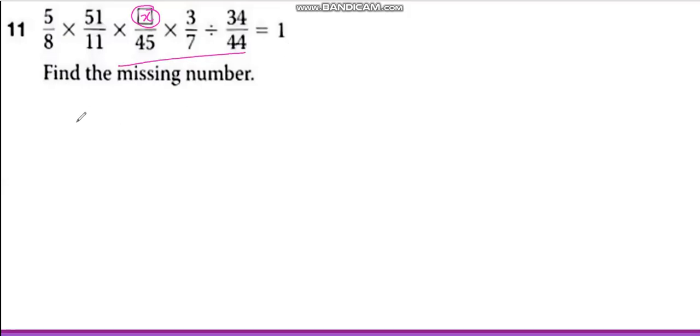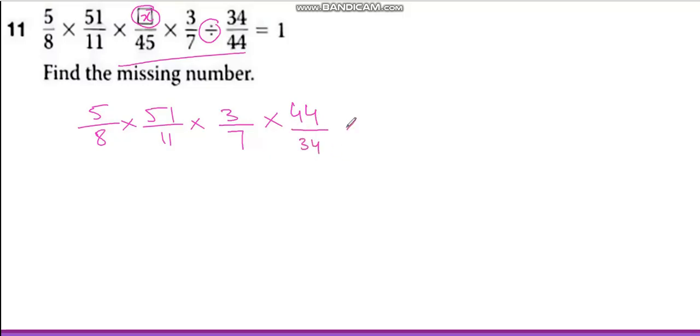So let's do it. I will rewrite the fractions like 5/8 times 51/11 times, shifting the fraction where the numerator is unknown to the end, and I will multiply with 3/7. I will also replace the division with multiplication, and I will flip this fraction, so 34/44 will be written as 44/34. And I will write x/45 equals 1.